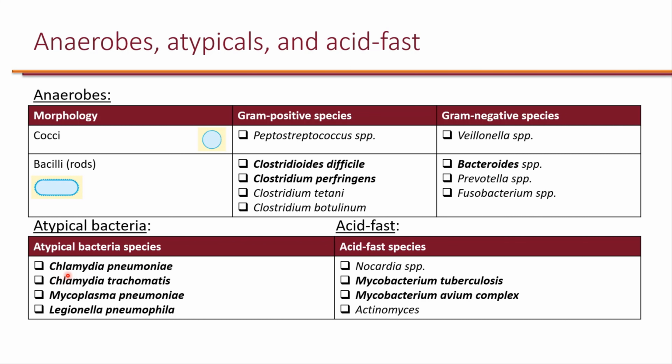Atypical bacteria include Chlamydia species, including Chlamydia pneumoniae. That's not a sexually transmitted infection. It can cause pneumonia. And then we have the sexually transmitted Chlamydia. Also, we have Mycoplasma and Legionella. And then with the acid fast, we have Nocardia species, we have Mycobacteria, as well as Actinomyces.